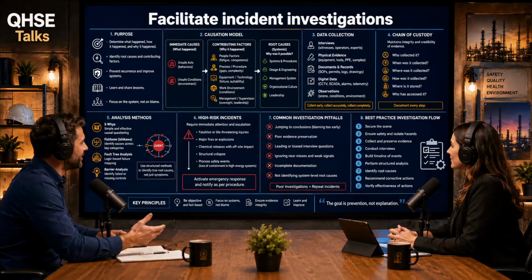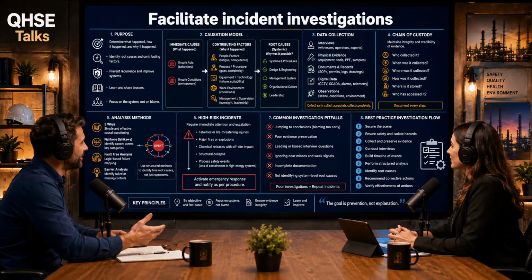Why so many different roles? They bring diverse lenses to the data. This prevents the investigation from suffering from collective blind spots. An engineer sees a stress fracture, an operator sees a lever that's too hard to pull. You need both perspectives. I want to focus on the interviewing process because interviewing someone after a traumatic event is incredibly difficult. It's a skill, a real skill.